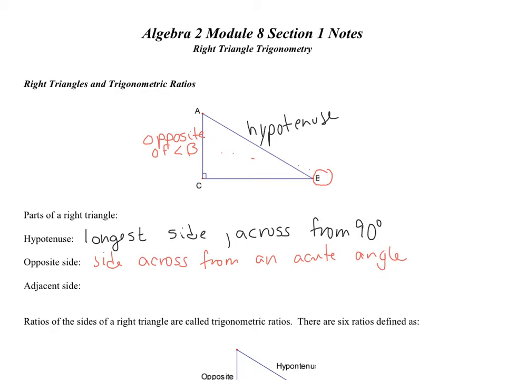Okay? When we talk about adjacent side, that would be just the side next to it. So if I look at angle B, the side next to it, well, there's two sides next to it. It's either AB or BC, but AB was already the hypotenuse. So this side is what we call the adjacent of angle B. So the adjacent side is the side next to an acute angle.